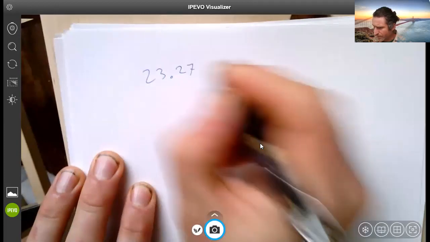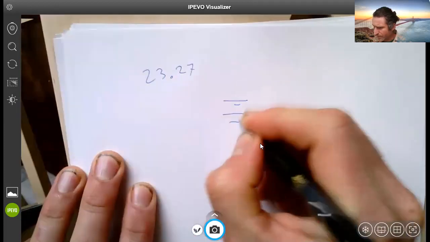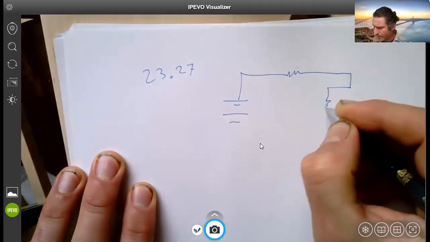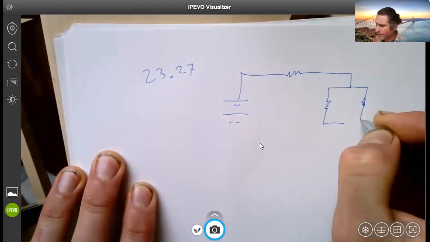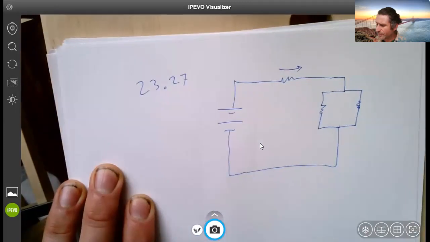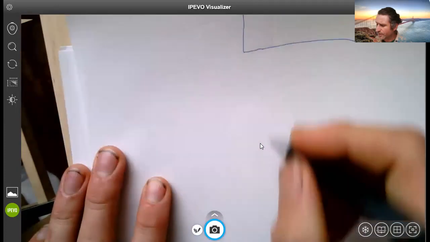23.27, this is the problem where we have a battery and some resistor, and then we have two other resistors that are in parallel with each other, and it finally goes back. And the question is basically, how much current is going through this resistor here? And you might say, well, how do I approach a problem like this? Well, what we have to do is first reduce this set of resistors as if it was one resistor. And you can do that by adding resistors in parallel. So 1 over R total is equal to 1 over R1 plus 1 over R2.